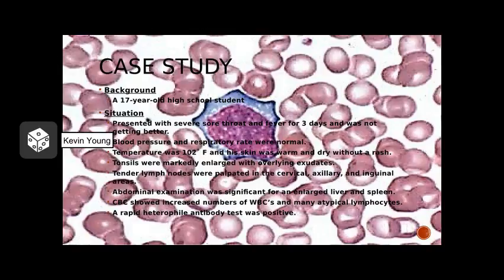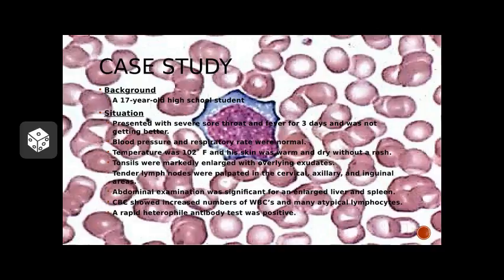So, a 17-year-old high school student has a severe sore throat and a fever for the past 3 days that apparently is not getting any better. His temperature is 102 and his tonsils were very large with exudate on them, probably pus. His lymph nodes are tender and his liver and spleen are enlarged. His blood showed increased white blood cells and atypical looking lymphocytes.